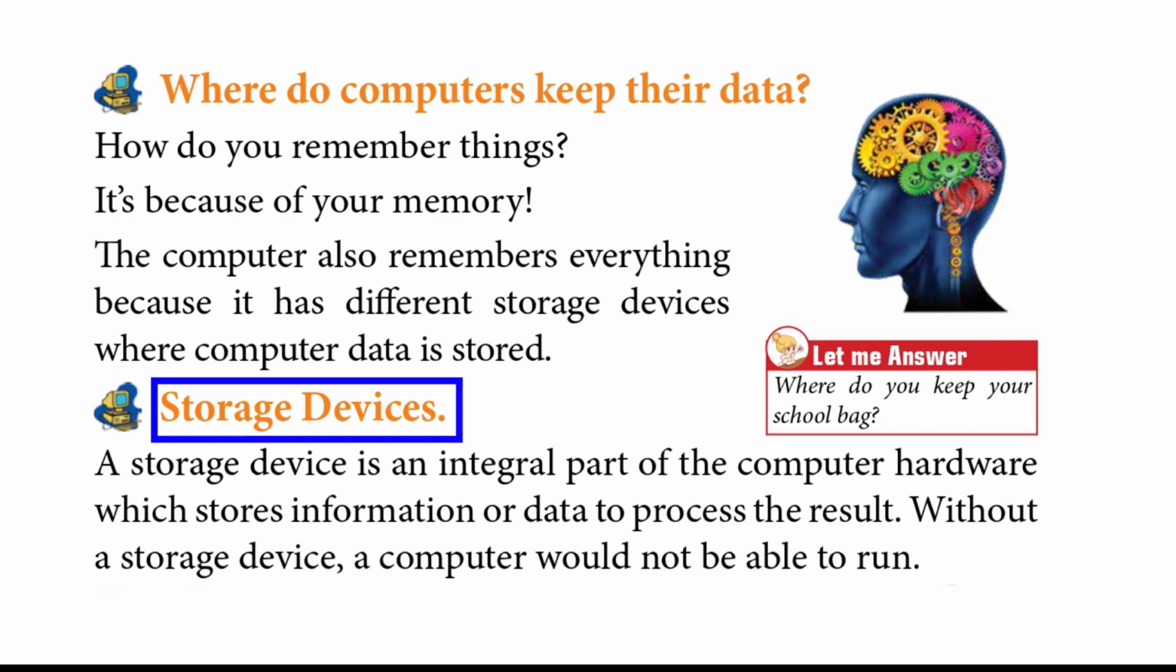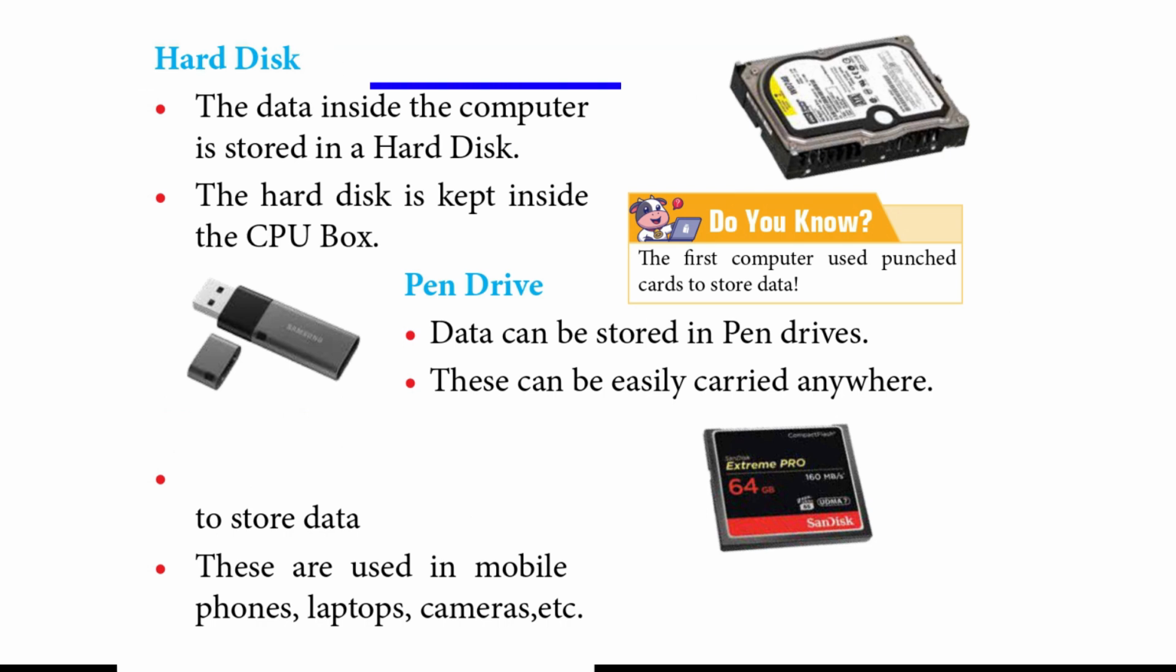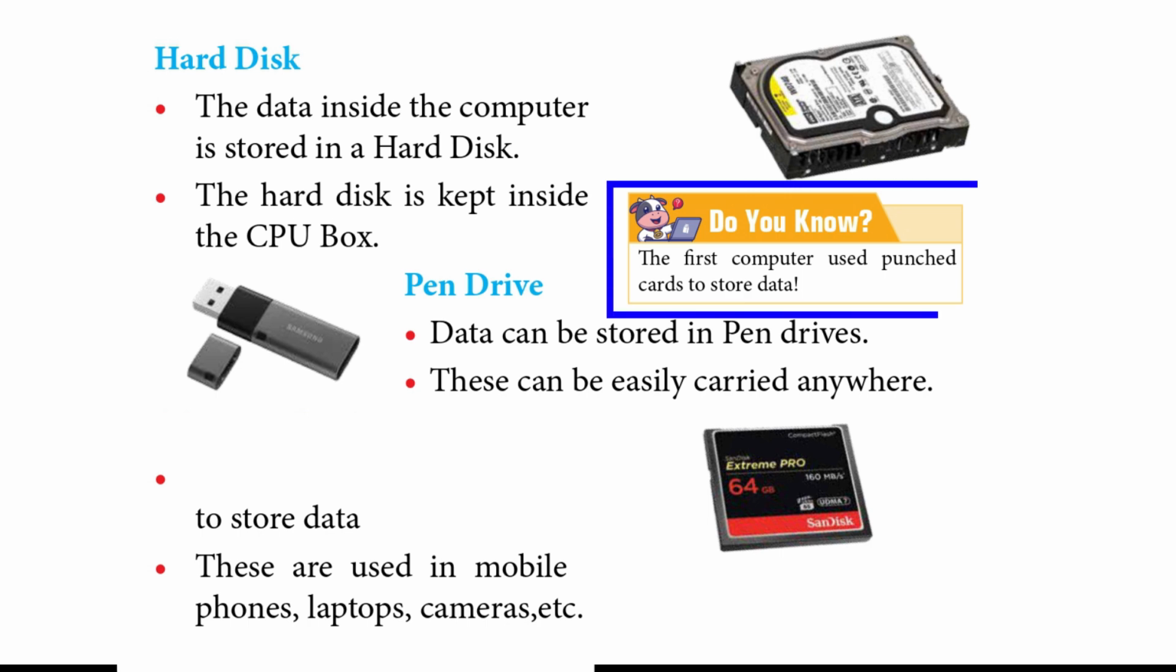Storage devices. A storage device is an integral part of the computer hardware which stores information or data to process the result. Without a storage device, a computer would not be able to run. Hard disk. 1. The data inside the computer is stored in a hard disk. 2. The hard disk is kept inside the CPU box. Do you know? The first computer used punched cards to store data.